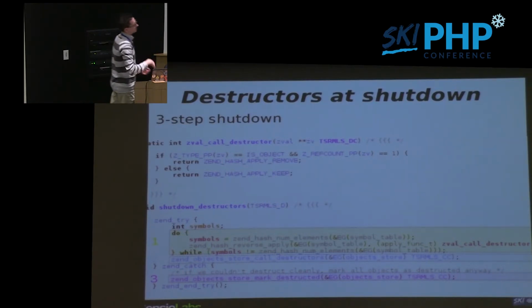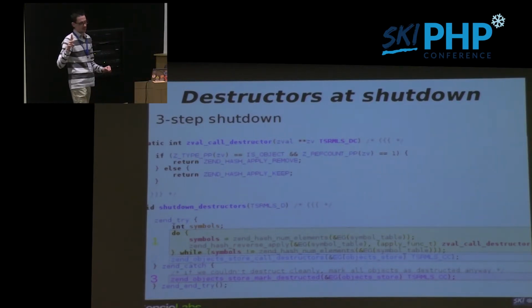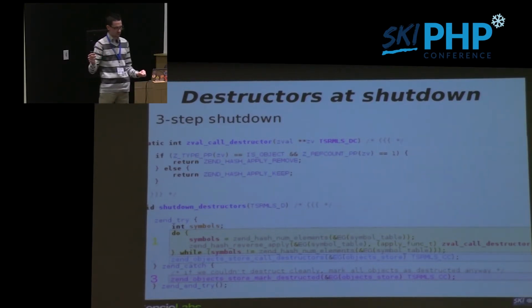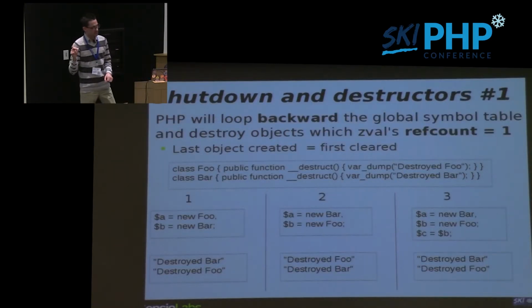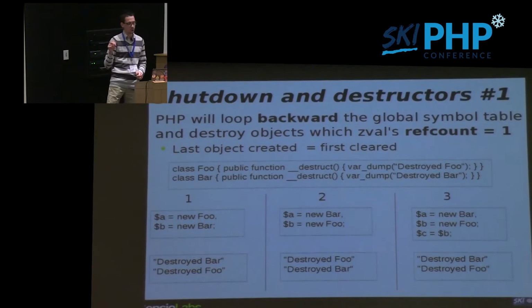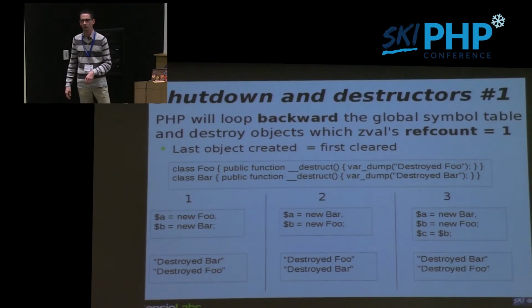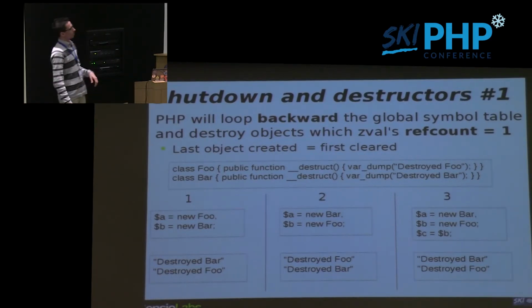This is just code, and then I explain it on the next slides. You have 3 phases, 3 steps when you want to let PHP destroy your objects. The first thing PHP will do is loop backward over the global symbol table and destroy objects whose zvals have refcount equal to 1. Okay?